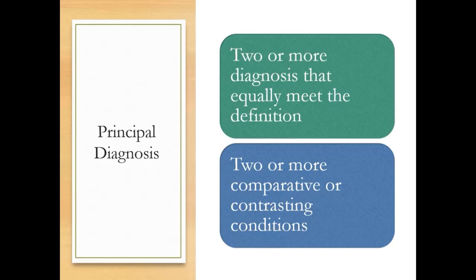All right, next up we have two or more comparative or contrasting diagnoses. And here you're going to see where the provider is saying something like either this or that condition. They are coded as if they are confirmed, and we're going to sequence our diagnoses, and when we say sequence, which one goes first, according to the circumstances of the admission.